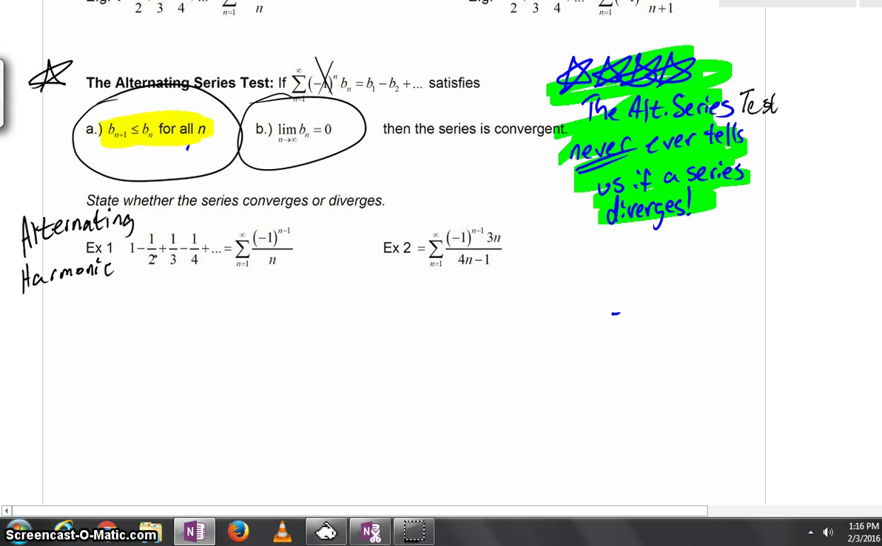Now, what would gut instinct tell you? Do you think this series would converge or diverge? You know, over and over and over again, we hear harmonic. We think divergence, don't we? Well, we don't know. Maybe it will converge. Let's see. Condition A, can I show that b sub n is decreasing?